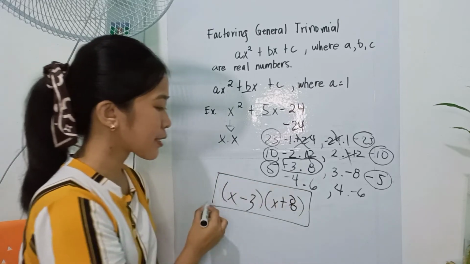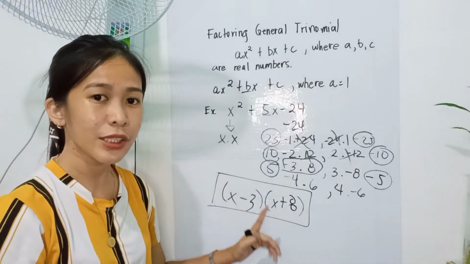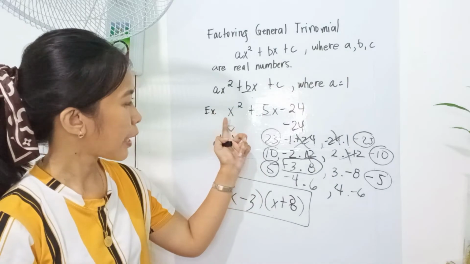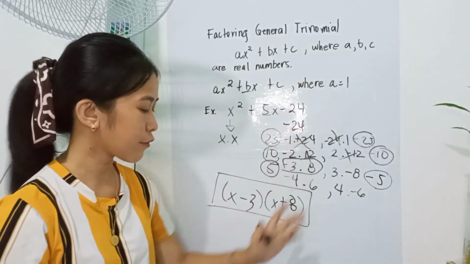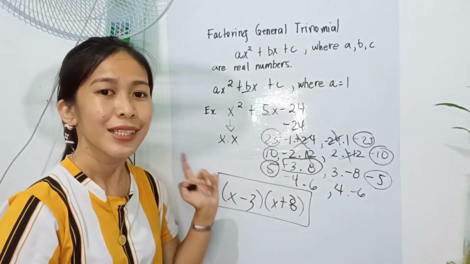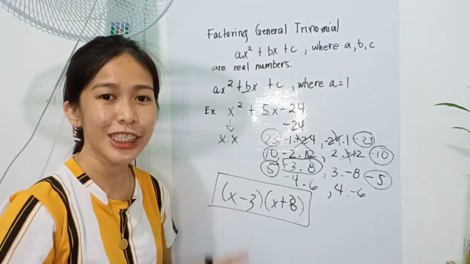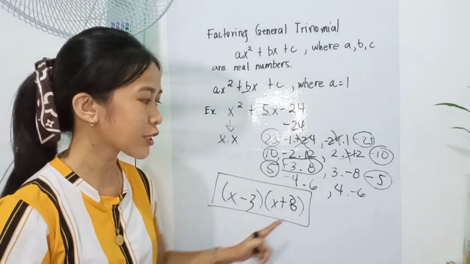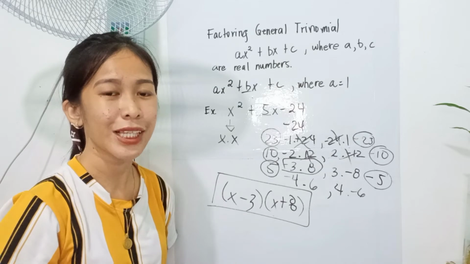And now, this is the final answer, or this is the factor of x squared plus 5x minus 24. We have x minus 3 times x plus 8. Ganun lang siya kasimple. You can also check this using the FOIL method.